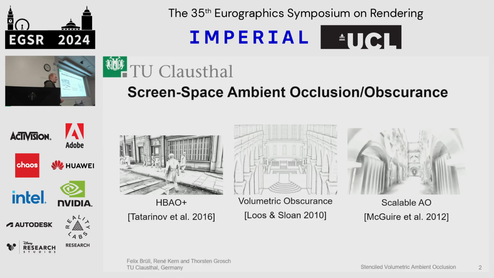First of all, there's a long list of ambient occlusion techniques. The most popular is probably horizon-based ambient occlusion. There's also volumetric ambient obscurance and scalable ambient occlusion. For this talk, I'll mainly explain it with volumetric obscurance. However, in theory, you can use any of these techniques.